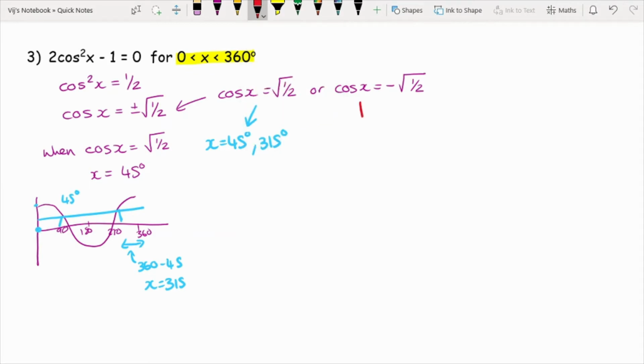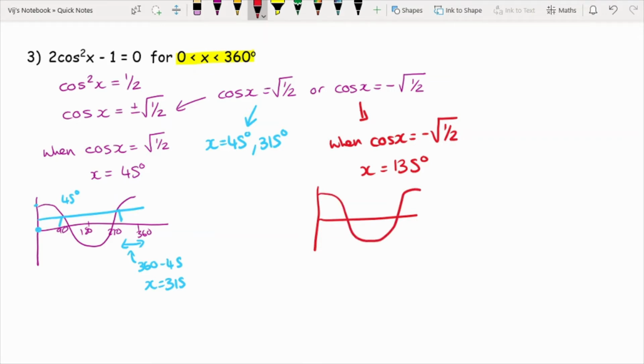Now with regards to the negative case, so let's just use a different colour pen. So for this situation here, when cos x equals minus root of a half, and if I do the inverse cos of minus root a half, I get a value of 135. So again, if I do a sketch, and I could have used the original sketch, but I'm just going to start again just so we know where we're going.